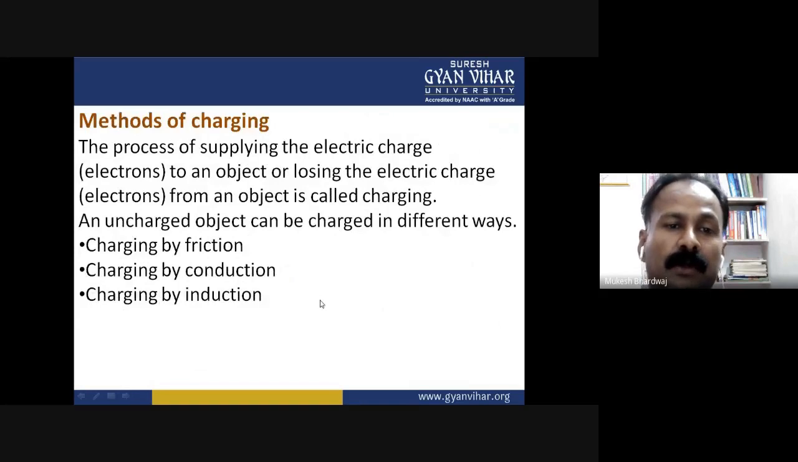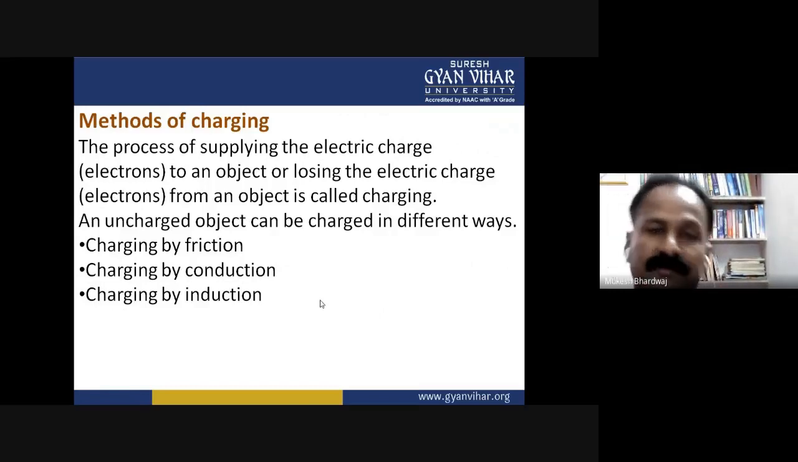Next, these are some methods of charging. The process of supplying electric charge, that is electrons, to an object, or losing electric charge, electrons, from an object, is called charging. An uncharged object can be charged in different ways: charging by friction, charging by conduction, and charging by induction.